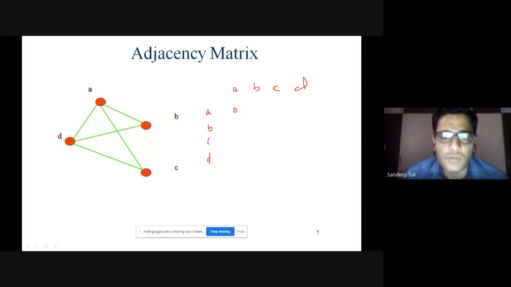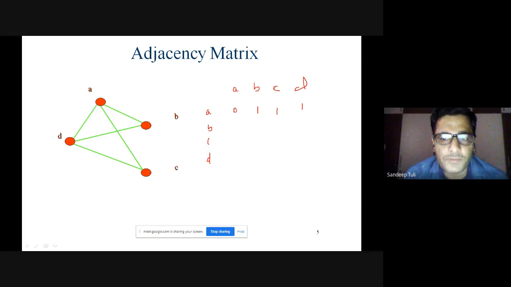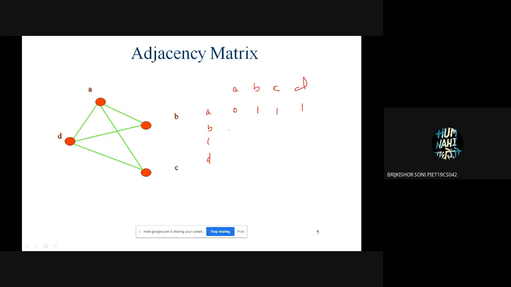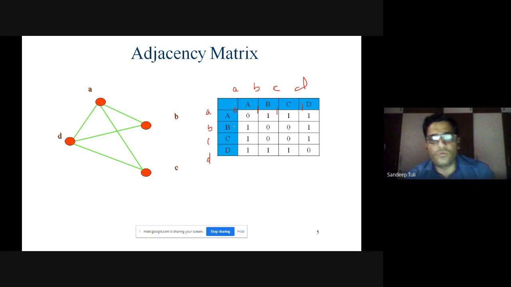So it will be 0. Is there any edge between A and B? Yes, between them it is 1. Is there any edge between A and C? Yes, 1. Is there any edge between A and D? 1. And so on. In this way, we will proceed and we will make an adjacency matrix. This will be the final matrix for you.